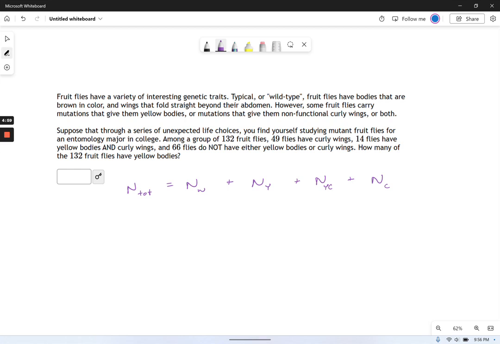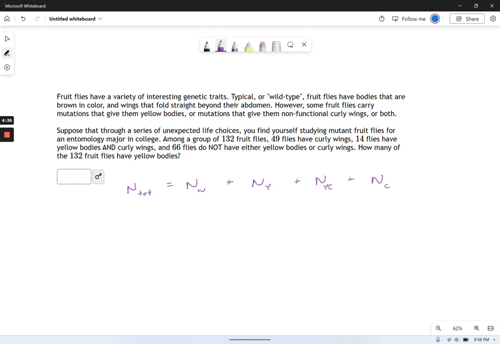This is a type of counting problem where we have to count the number of things in different categories. So in this problem, we're talking about fruit flies. And this is real. Fruit flies have mutations that are fairly common. And if you inbreed a certain population, you can make those mutations a lot more common.